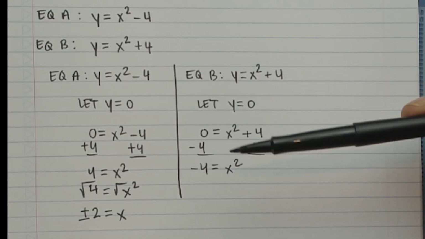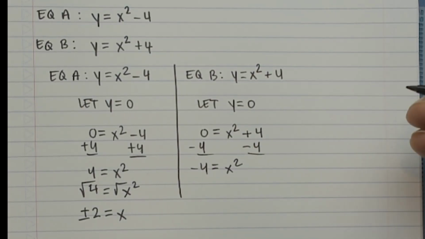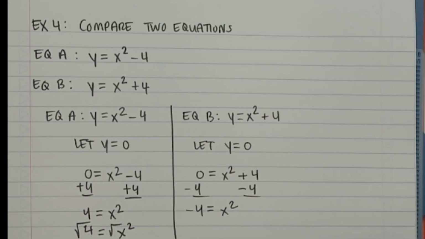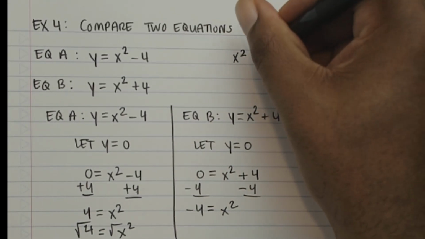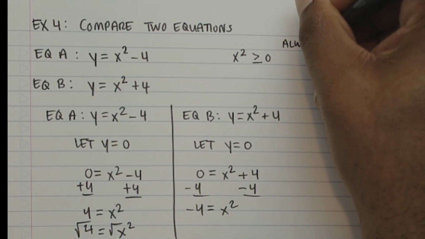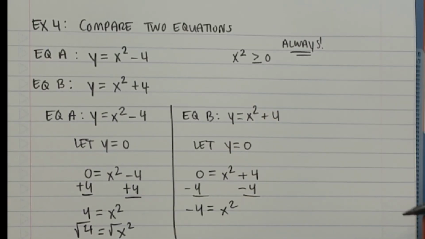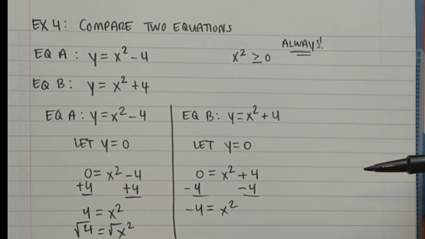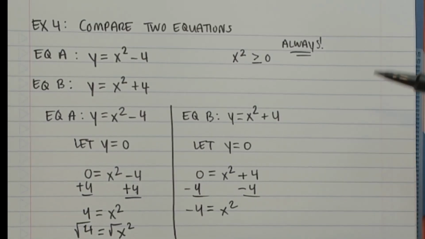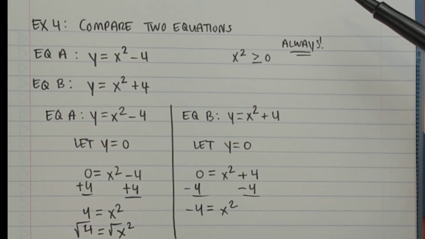Since x squared is always greater than or equal to 0, okay? So just remember that x squared is always greater than or equal to 0, always. Okay, x squared is always greater than or equal to 0, no matter what number you put in there. If it's negative 1 squared, it's going to be greater than 0. 0 squared is always going to be equal to 0. So you can't have a number that is squared that is going to be less than 0 ever.